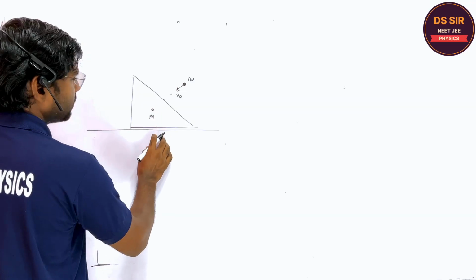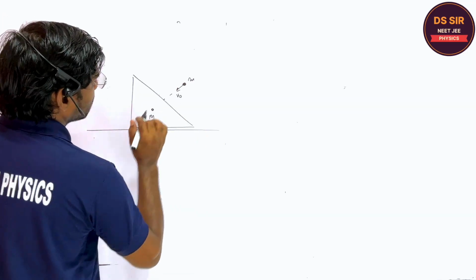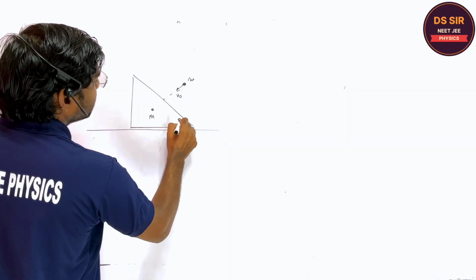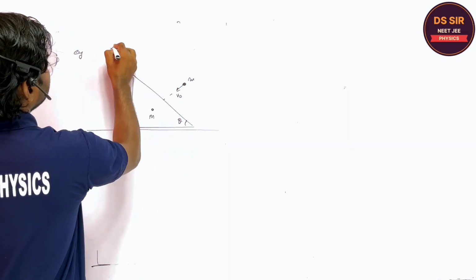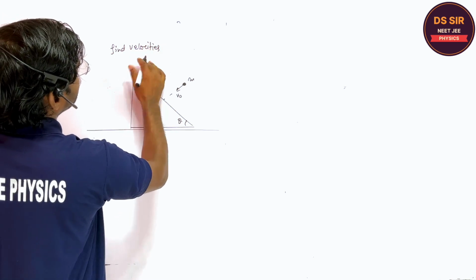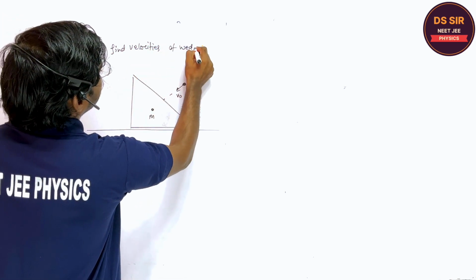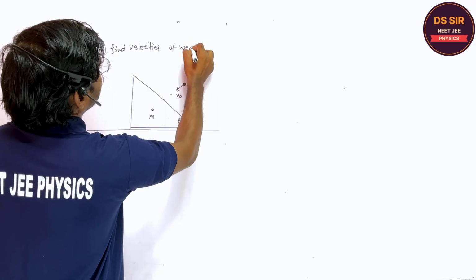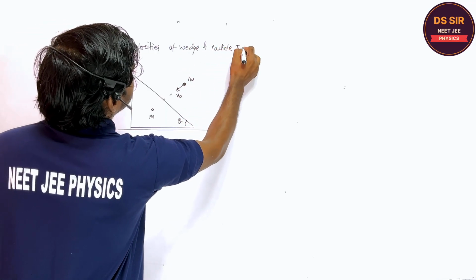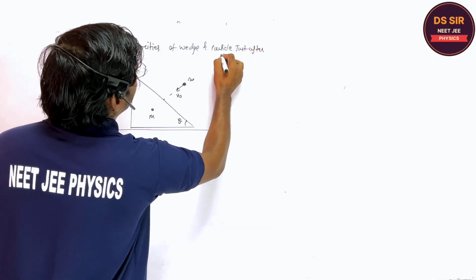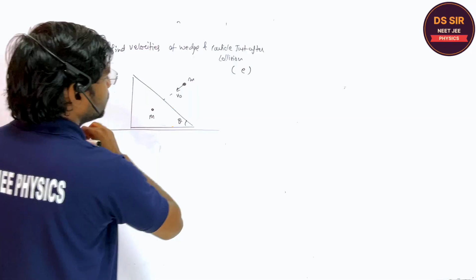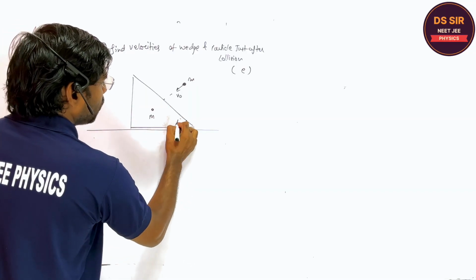Are you getting or not? So you have to solve this question. It is hit normally. This angle is theta, suppose. Find the velocity of wedge and particle just after collision. Just after collision, right? Take the coefficient of restitution as E, right? Copy this question.